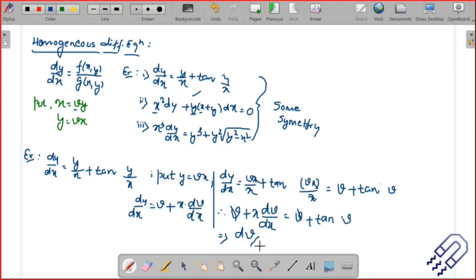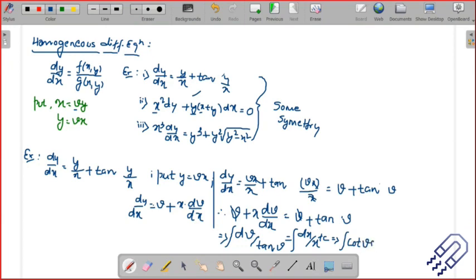So this will be dv divided by tan v is equal to, just cross multiply, dx divided by x. And then you have to just integrate and solve it. So we can integrate on this side and integrate on this side, then put a plus c there. And since there is no boundary condition, that c will remain as c. So dv by tan v, that means it is cot v dv.